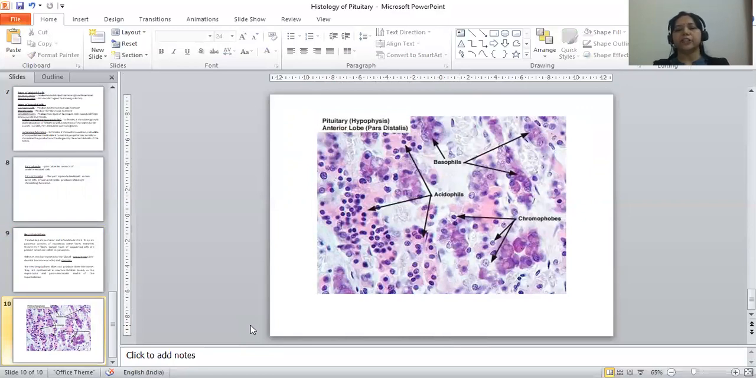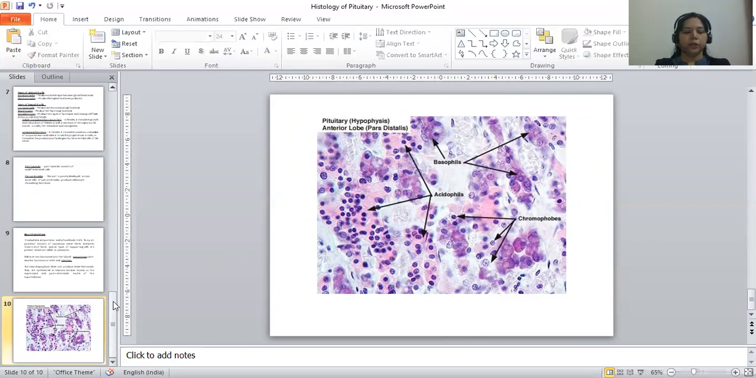In a stained section of pituitary, this is what you will see in the anterior lobe. The ones which stain in pink color are acidophils, and the ones which are a little larger and stain in blue color or purple color are the basophils.